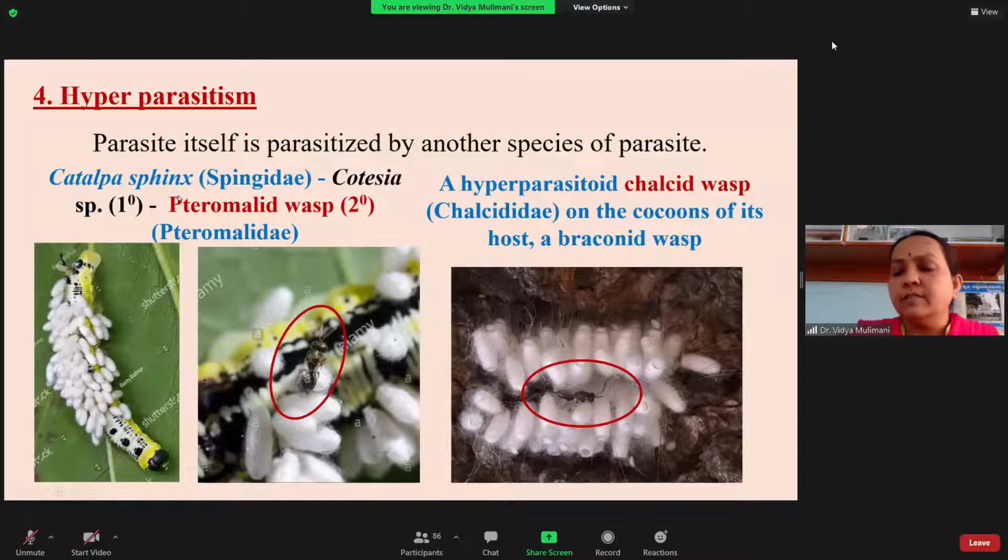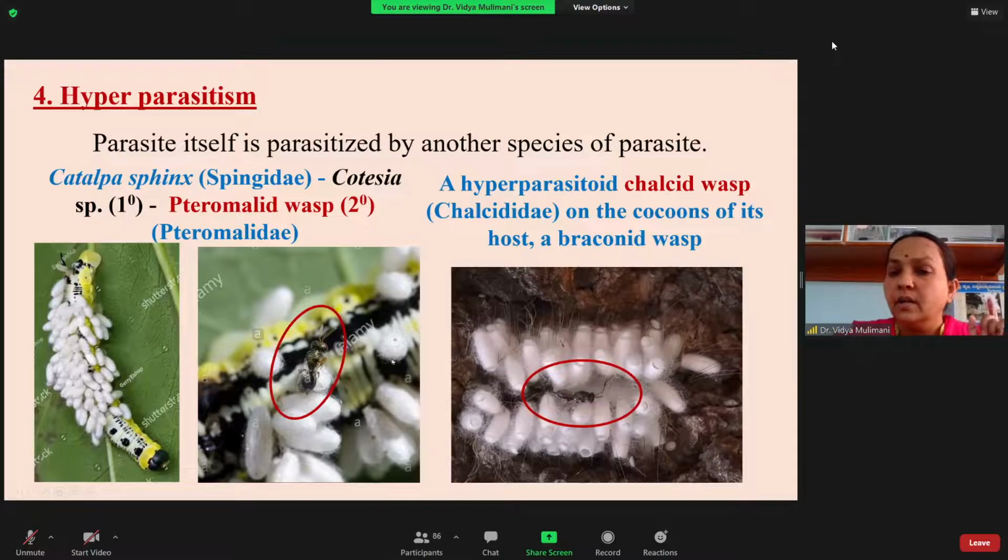Next you have hyperparasitism. This hyperparasitism, or secondary parasitism, is not beneficial to man. So what does the definition say here? A parasite is itself parasitized by another species of parasite. For example, the primary parasitoid is attacked by another parasite, which we call a hyperparasitoid.